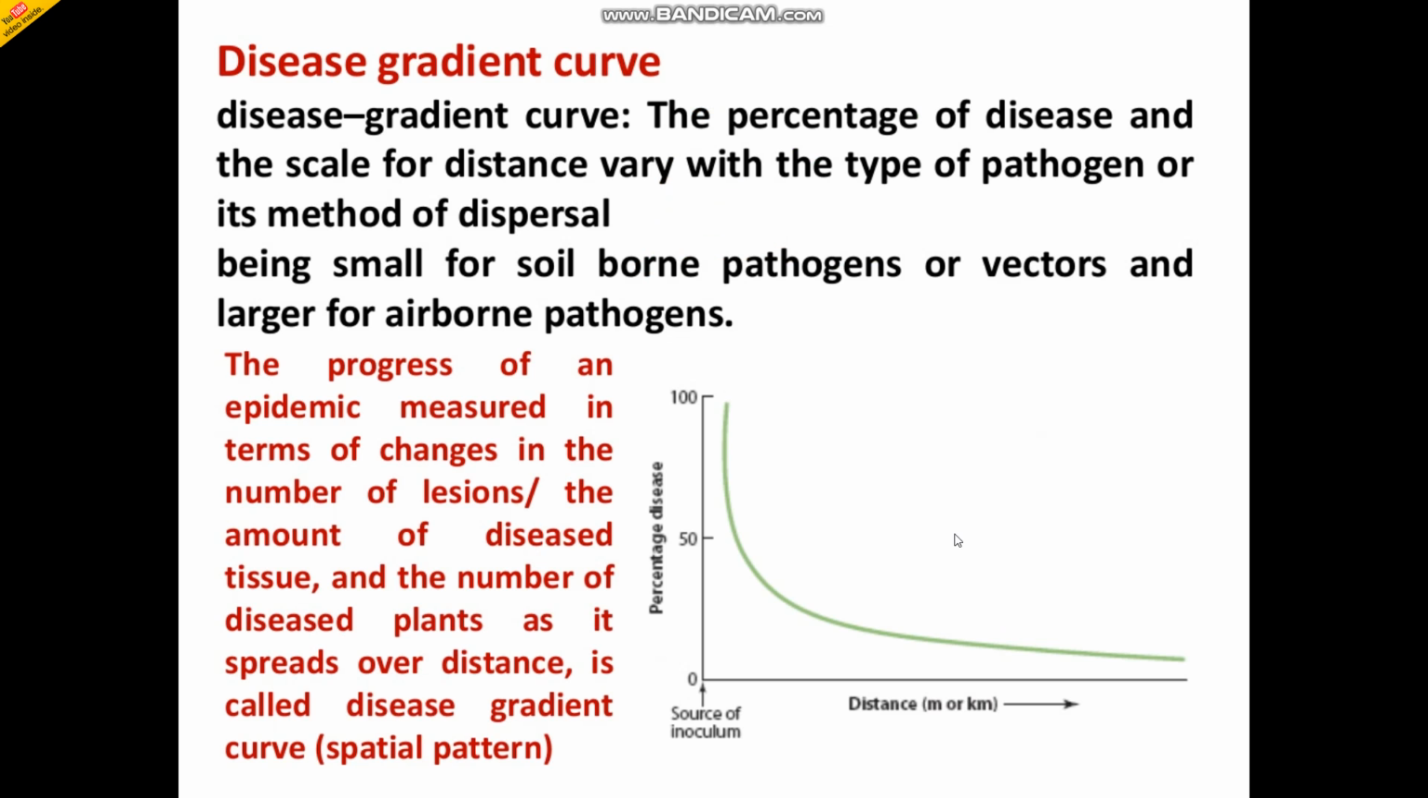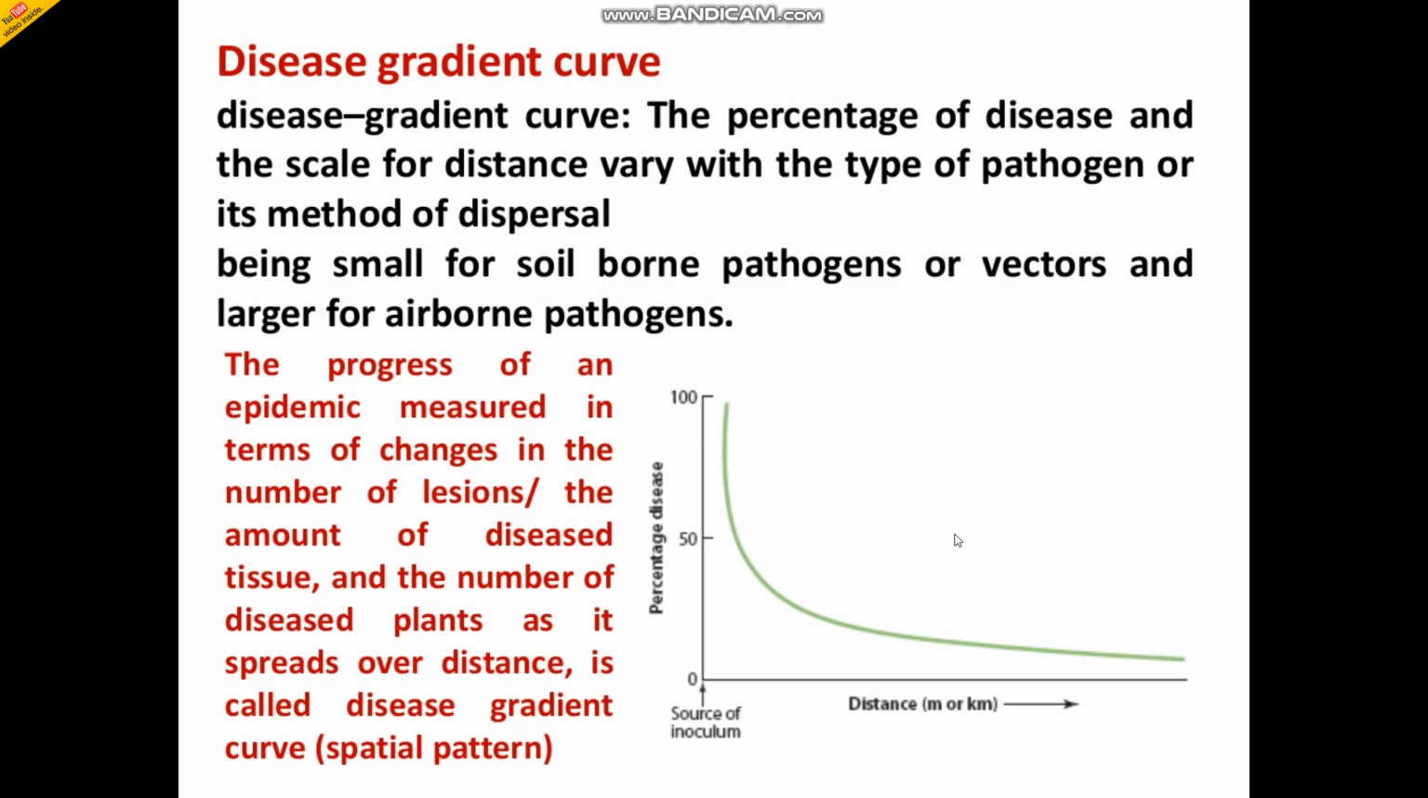Now the disease gradient curve. In the disease gradient curve, the percentage of disease and the scale for distance vary with the type of pathogen and its method of dispersal, being small for soil-borne pathogens or vectors and large for airborne pathogens. The progress of an epidemic, measured in terms of changes in the number of lesions, the amount of diseased tissue, and the number of diseased plants, spread over distance, is called the disease gradient curve.